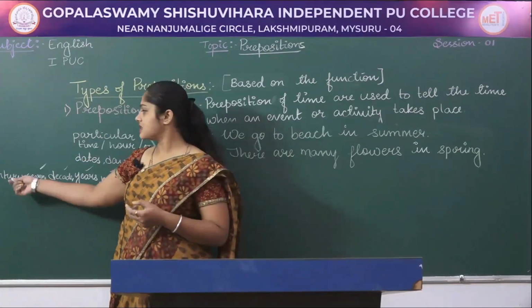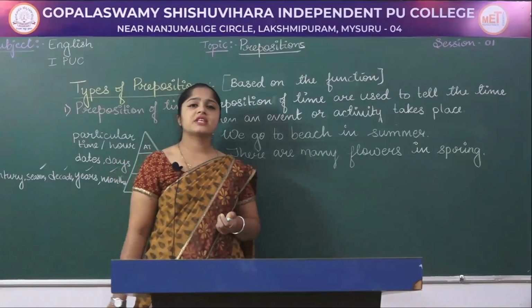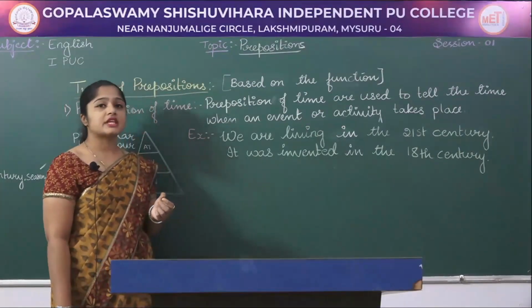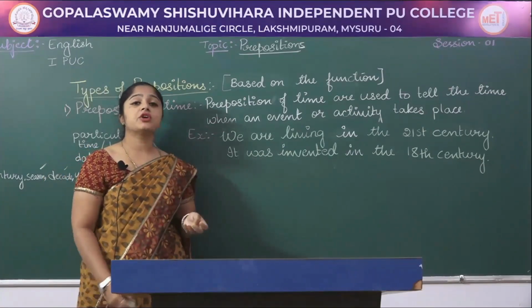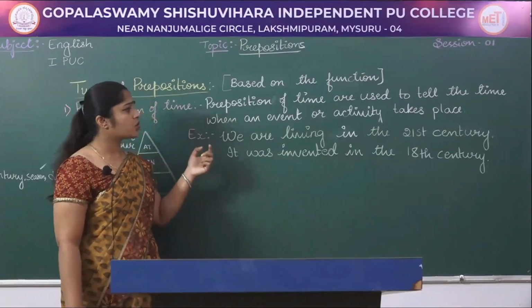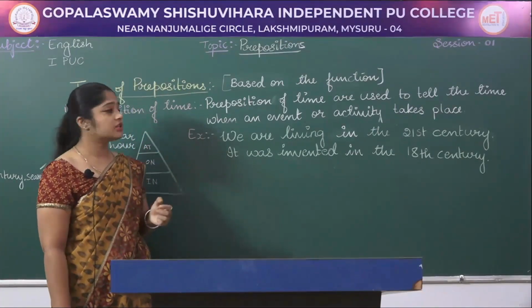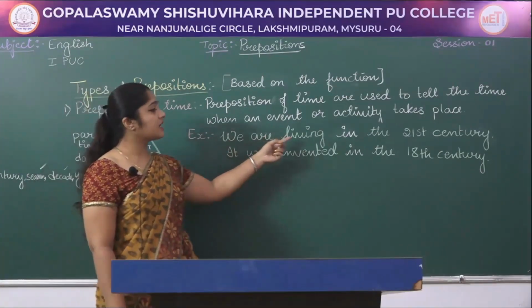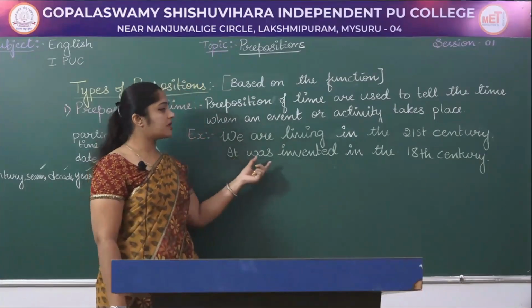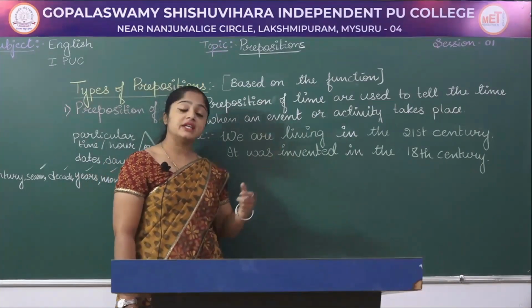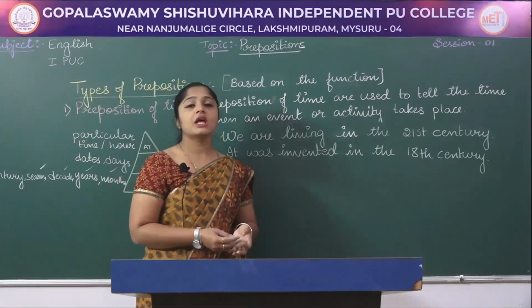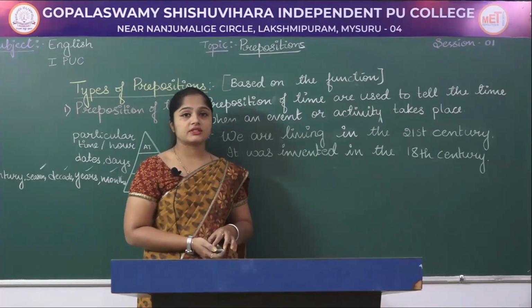The last one is century. We'll see a few examples with century. We have to use in with century. A century is a period of 100 years. So we have to use in along with centuries. For example, we are living in the 21st century. It was invented in the 18th century. Like this we have to use in along with centuries.